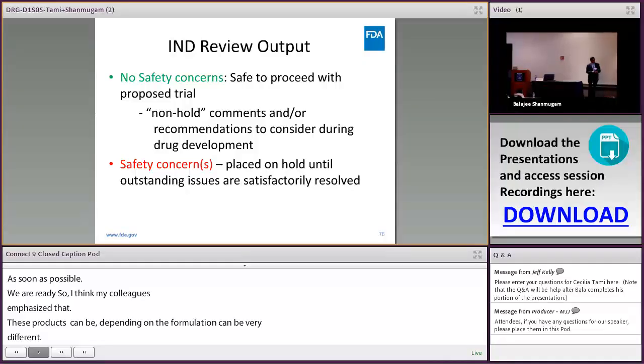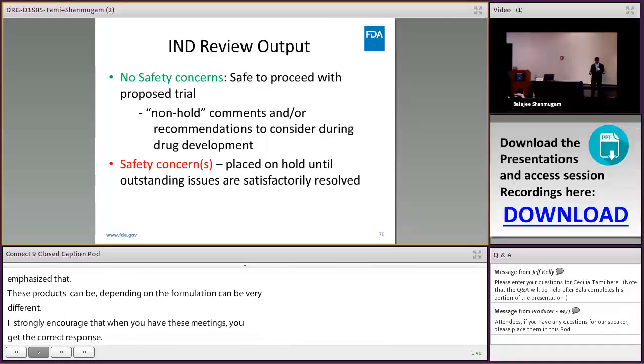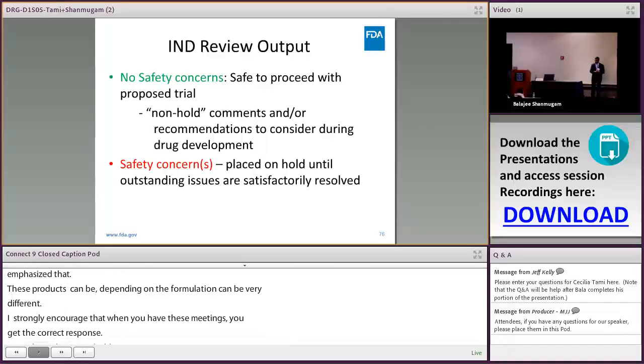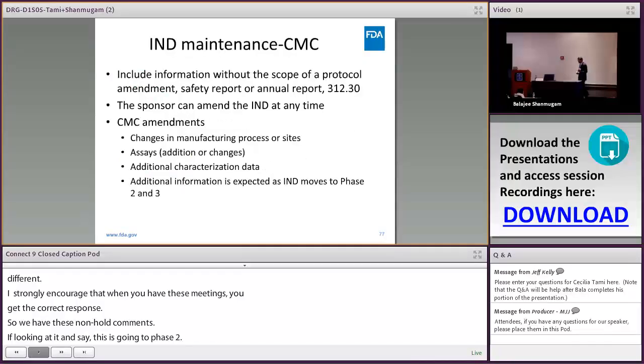So we have these non-hold comments, and one of the things we do is when we have a phase 1, we look at it and say, this could potentially go into an end of phase 2. So we request an end of phase 2. We say, come in for an end of phase 2 or a pre-NDA, whatever works. If there is a safety concern, it's placed on hold until it's all satisfactorily resolved. We didn't have very many going on to that.